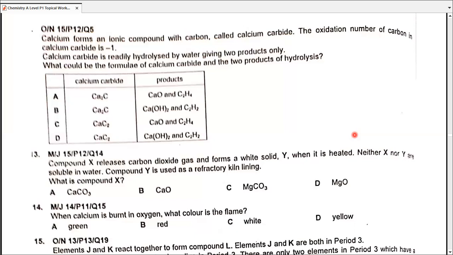C2H2. 2 plus 2, 4. Then 2, 2. D. D, very good.